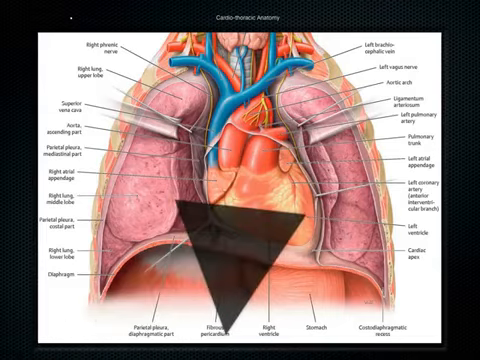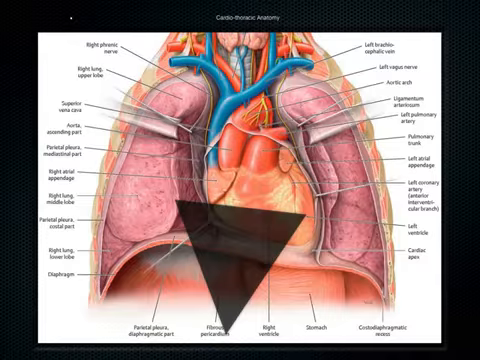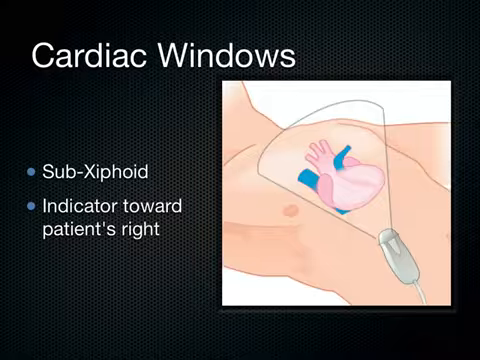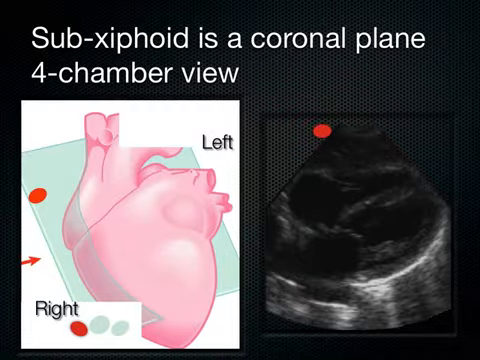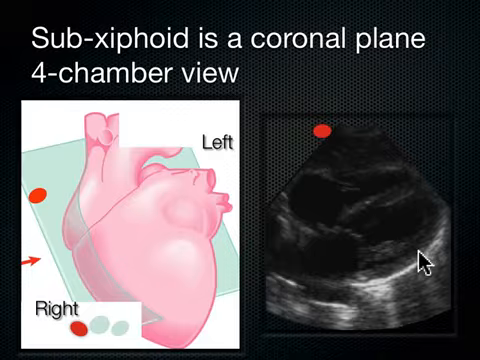So whenever I do a subxiphoid view of the heart, I'm not looking at the left side of the body. I'm looking right underneath the xiphoid process, using the liver as the window, shining the beam towards the patient's chin with the indicator to the patient's right. Okay, and that's what a subxiphoid view looks like. We can see the 4 chambers there: the right ventricle, left ventricle, right atrium, left atrium. Here's the posterior wall of the left ventricle. The apex is over here, and this is all the liver.